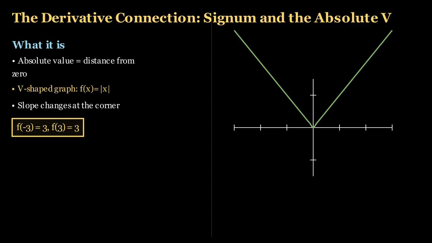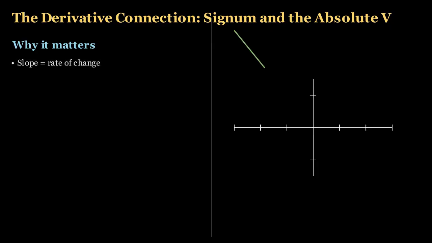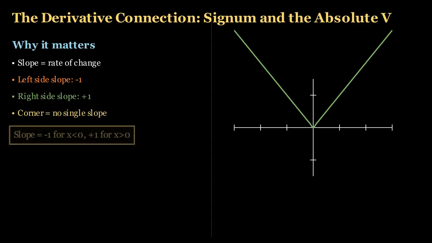That corner is where something interesting happens with the slope. In calculus, we care a lot about how fast something changes; that's the slope, or derivative. Imagine walking along this V-shaped graph. On the left side, for any negative x, every step right makes you go 1 step down. The slope is -1. On the right side, for any positive x, every step right makes you go one step up. The slope is +1. But what about exactly at x equals 0? You're at the sharp corner.